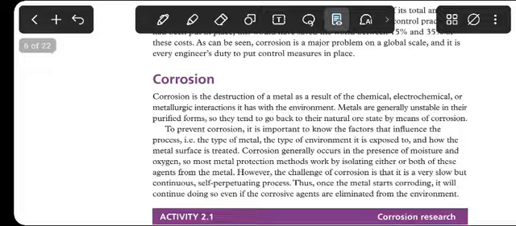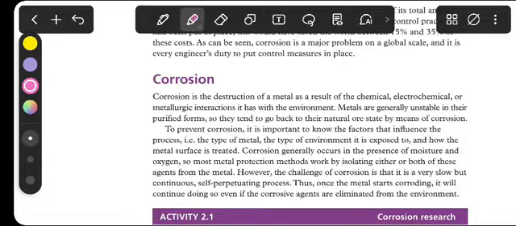What is important is that you must know what corrosion is. Corrosion is the destruction of metal as a result of the chemical, electrochemical, or metallurgical interactions it has with the environment. That is your definition there. That is how you define corrosion.